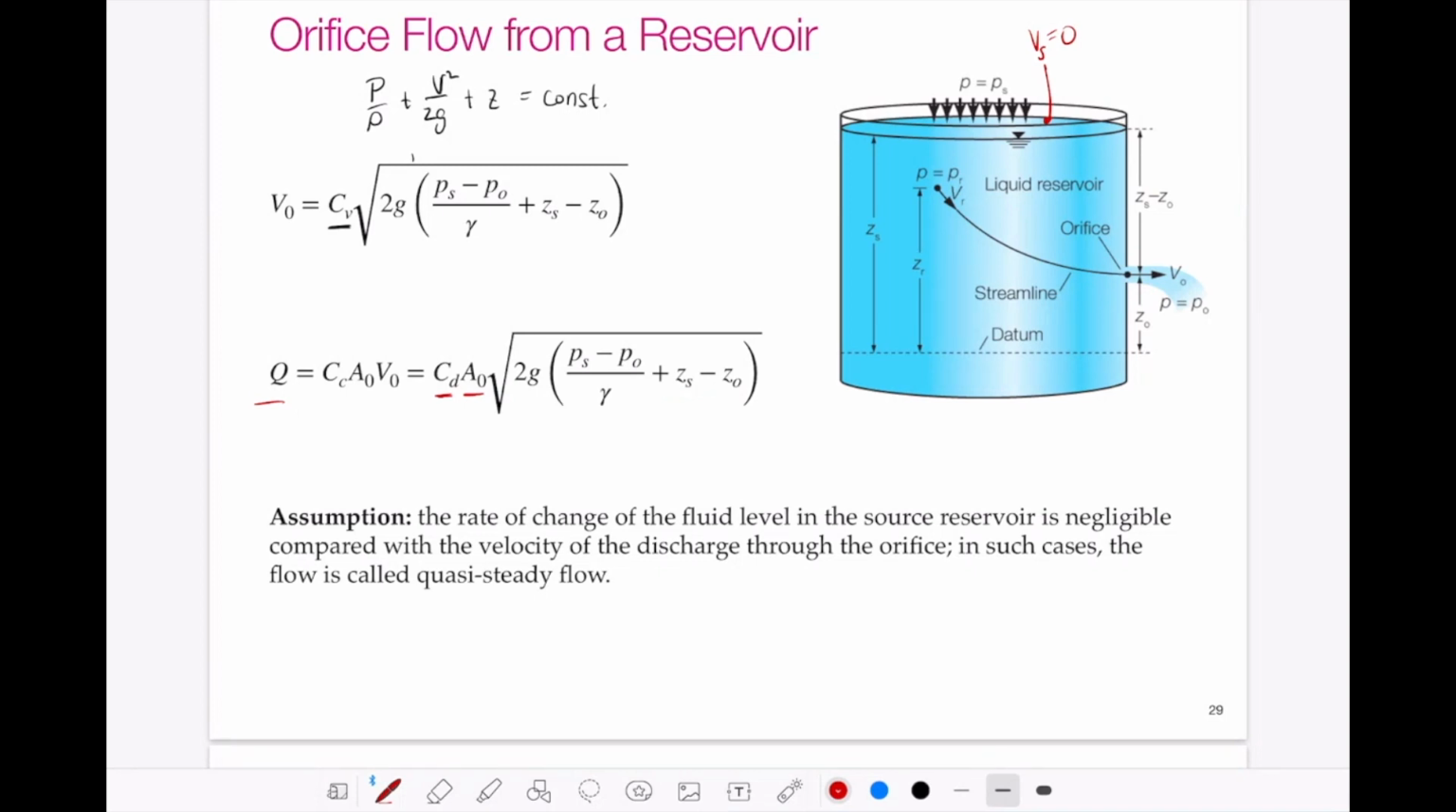And then we can also get another set of equations if we consider the continuity equation, which just means that the flow rate along a streamline is constant. So Q at some point is equal to Q at some other point.